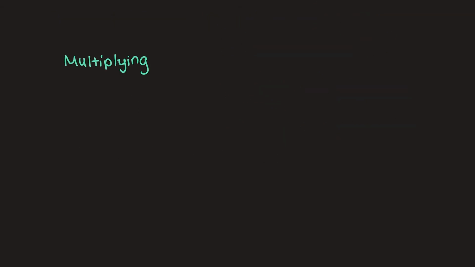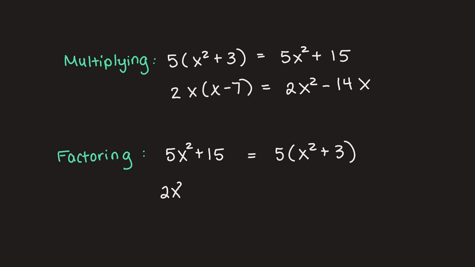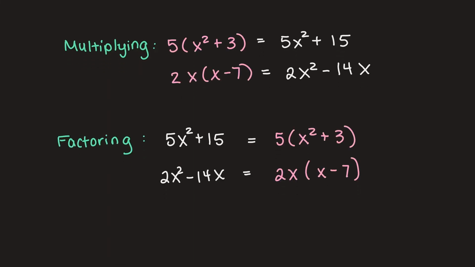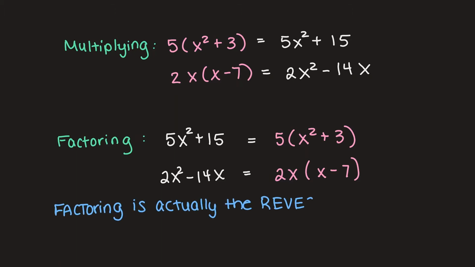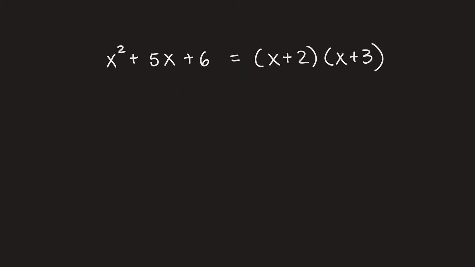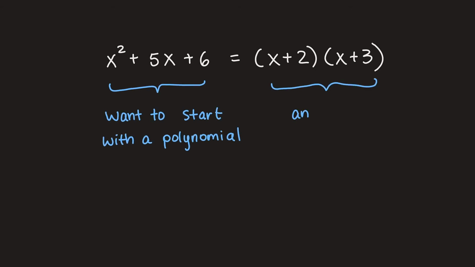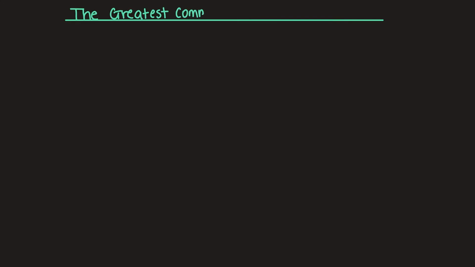Let's study the example below to see if we can find a pattern. The first example shows us the process of multiplying, whereas the second example shows us the process of factoring. Factoring is actually the reverse process of multiplying. So we want to find a way to start with a polynomial like this and get it into factored form. We're going to first need to go over finding the greatest common factor, also known as the GCF.